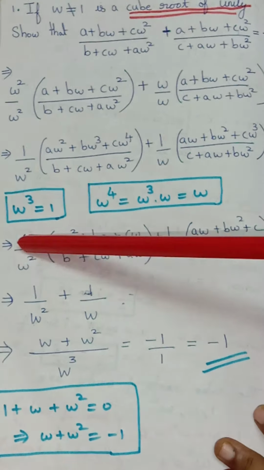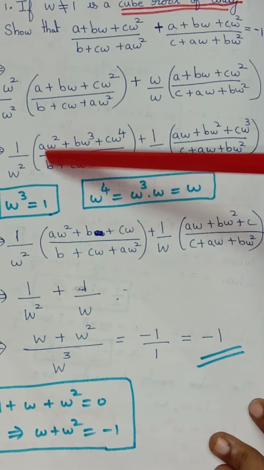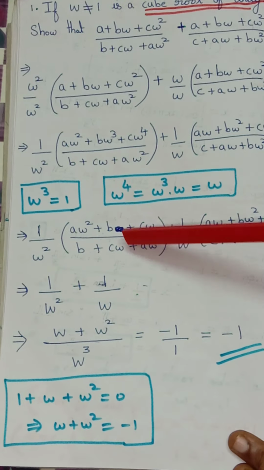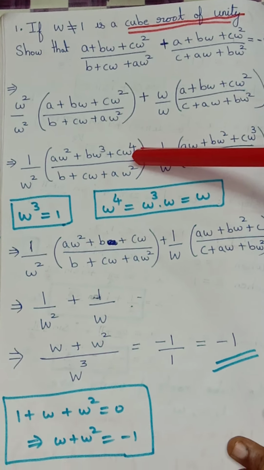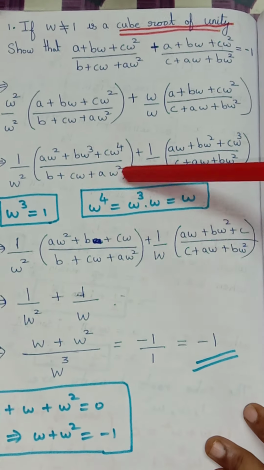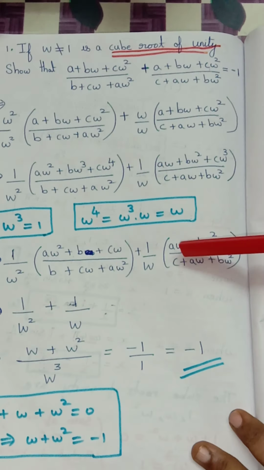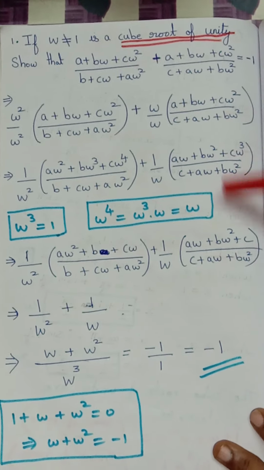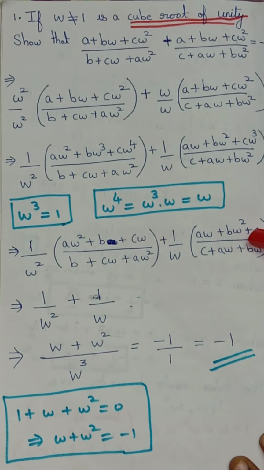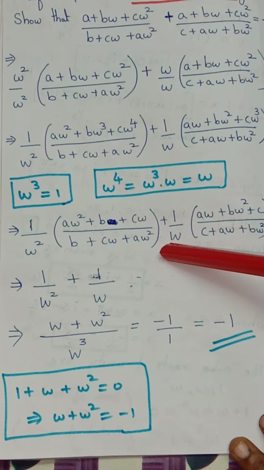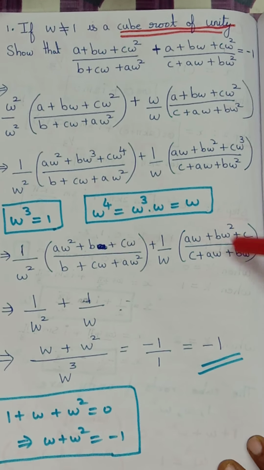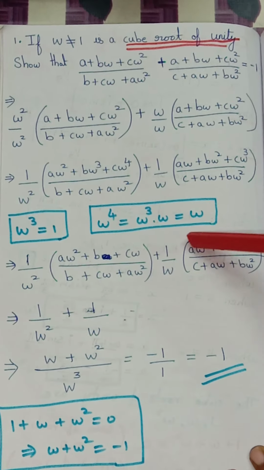Now let us see here. Outside 1 by omega square, let me write as it is. A omega square, b omega cube. I told you the value of omega cube is 1, so only b will come. C omega power 4. Omega power 4 means what? Omega. So I am writing here c omega. Denominator, I am writing as it is. In the same manner here a omega, b omega square, c omega cube means 1, so c I will have. After you write this step, you can see this numerator and denominator have become equal. A omega square, b plus c omega, here also a omega plus b omega square plus c. So I can reduce these terms.